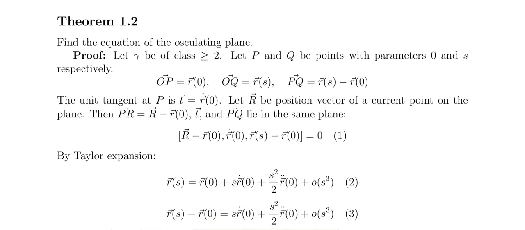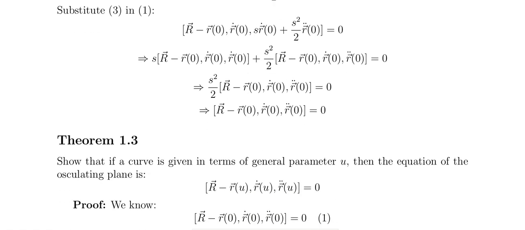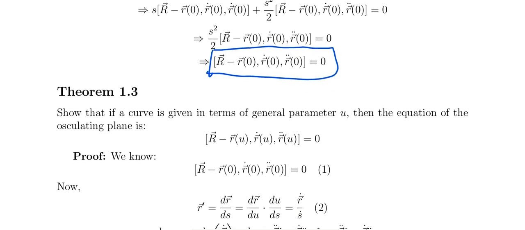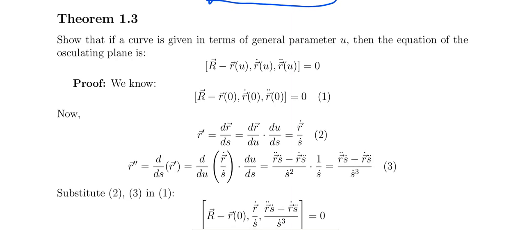The equation of the oscillating plane is of the form: this is the equation of the oscillating plane. You have to memorize this. r vector minus r vector of 0, r dot of 0, r double dot of 0 equal to 0. In 12th standard books, they would have expressed it in a similar structure.